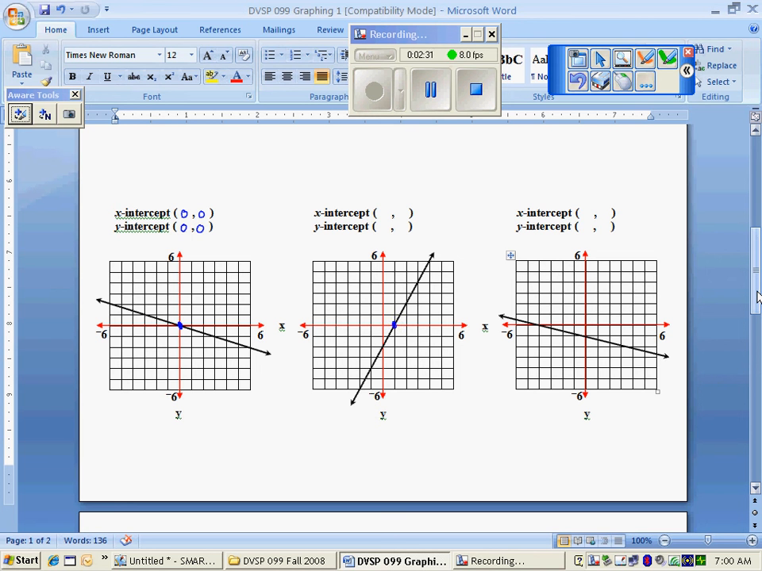Next graph. Looks like I went positive 1 in the x, nothing in the y. For the y-intercept, I went 0 in the x and down 2 in the y. And the last graph, it's again locating them. My x, I count over, it's in the negative direction, so we're pulling off that ordered pair at which it hits the axes. And the last one for the y-intercept, 0, negative 1.